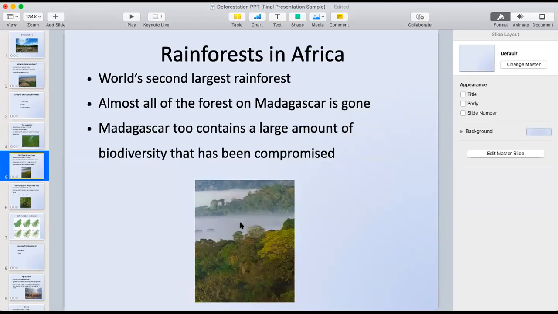Then the same for rainforests in Africa, world's second largest rainforest, almost all of the forest, and too much. I feel like I have to read all of this. So if the presenter is speaking, I will be distracted because I will want to read all of these sentences. My focus is not going to be with the presenter while they are speaking. I want to read more than listen. So it would have been better if the student wrote fewer bullet points.